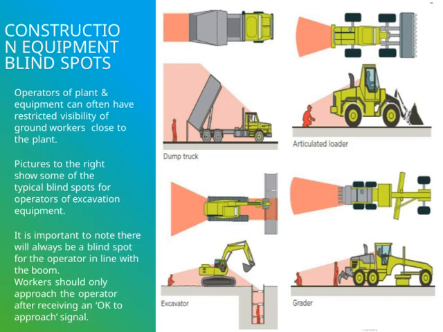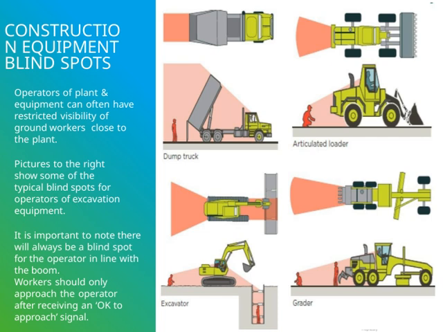Operators of plant and equipment can often have limited visibility of ground workers who are close to the machine. On this slide, you'll see some of the common blind spots that excavation equipment operators need to be aware of. These blind spots are areas where the operator cannot see clearly, which can pose a safety risk.